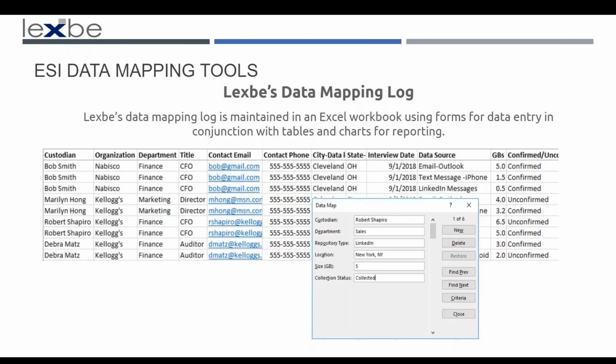First off, you'd have the custodian and the organization and department they're in, and information about them. And you'll see that they're repeated. So Bob Smith is repeated 3 times on this. This is because Bob Smith has 3 different data sources associated with him. If you go to one of the far right columns there, you'll see his Outlook email, text messaging on an iPhone, and LinkedIn messages, all relevant to this case. And then there's an estimation of the number of gigabytes in each one of those. That's helpful in getting a budget if needed. Then whether this has been confirmed or it's just estimated here on the data, if it's been looked at yet.